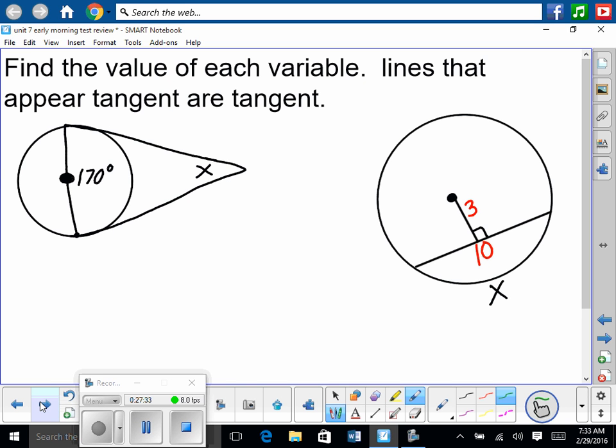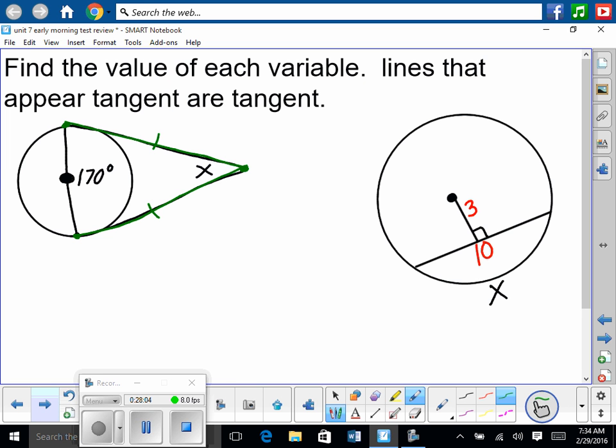Okay, so find the value of each variable. Once again, lines that appear to be tangent are tangent. So look, isn't this a tangent line? Doesn't it start on the circle and work its way out? I couldn't draw it very perfectly. Right? There's a tangent line. Isn't this a tangent line? It starts on the circle, only hits once, and works its way out. Now those two tangent lines intersect. So we know if we have two tangent lines that intersect at one spot, which right here they're intersecting, then these lines are equal, right? Just keep that in mind.